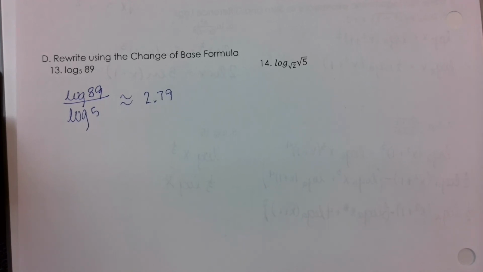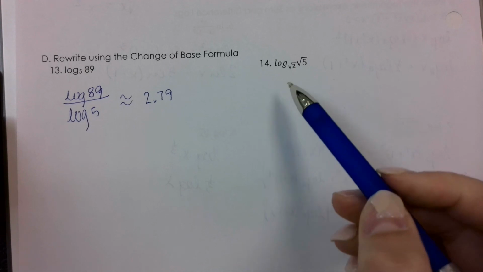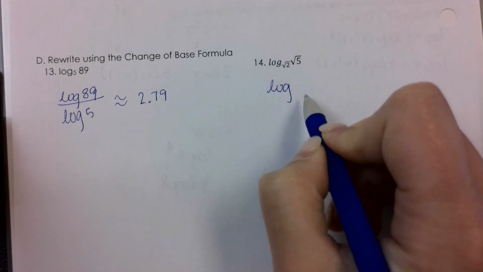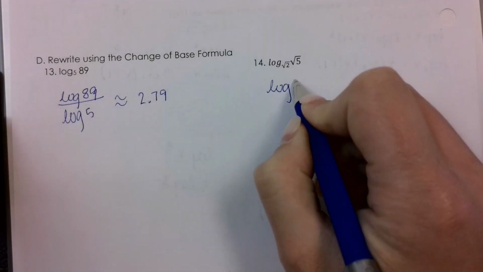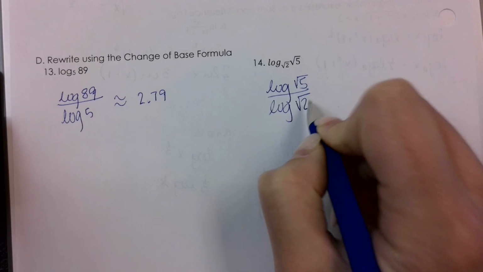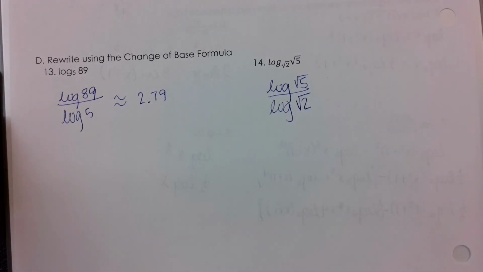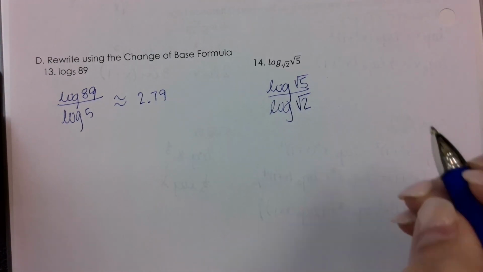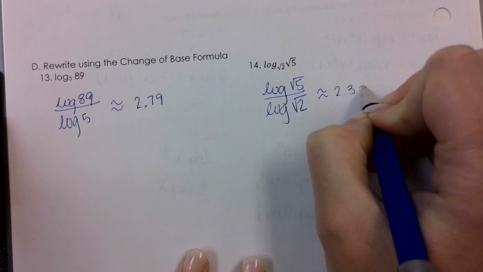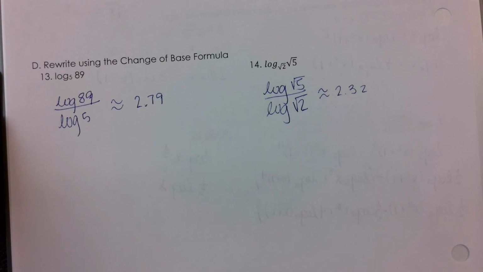Okay, so how would we set up your change of base formula for the next one? Log of what? Square root of 5 over 22. Yeah, is that all right? And again, when you type that in your calculator, you get 2.32 this time. And you get the same thing when you type this in as well. And we said we know how to do those in our calculator, correct? Okay, great. Questions?